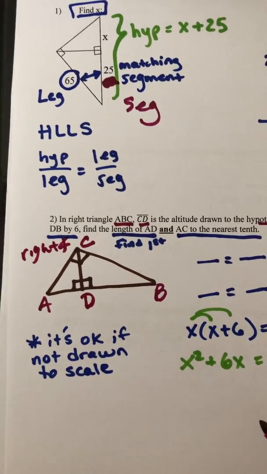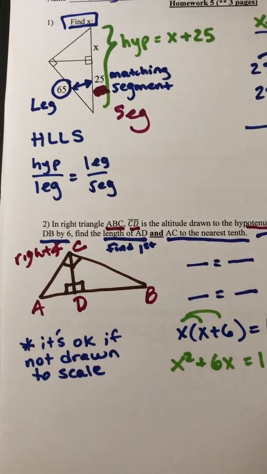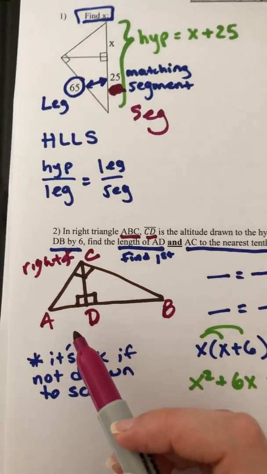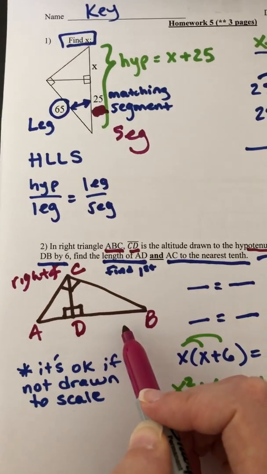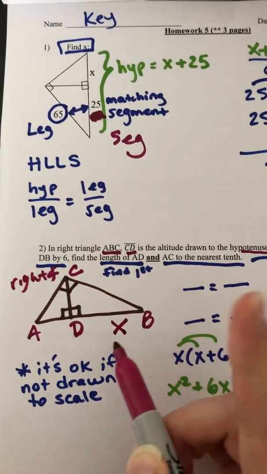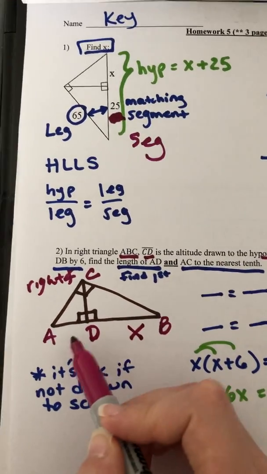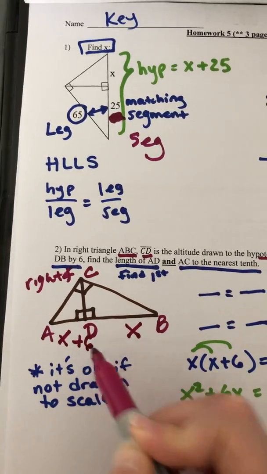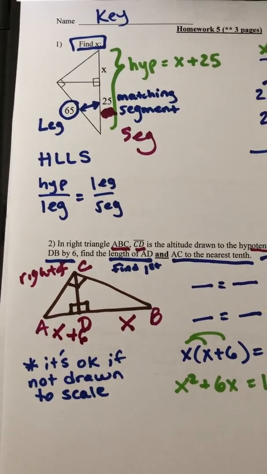Well, now that we have our diagram drawn, and it's okay if it's not drawn to scale, but we know that AD is supposed to be bigger. Okay, well, unfortunately, AD is not bigger, but that's okay. It's bigger than CD. So DB is our x, and AD is 6 bigger than that. So it's x plus 6.